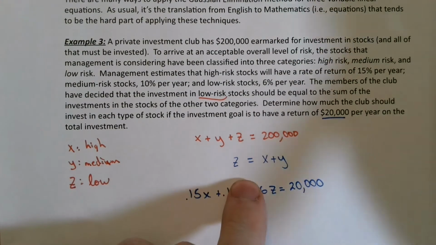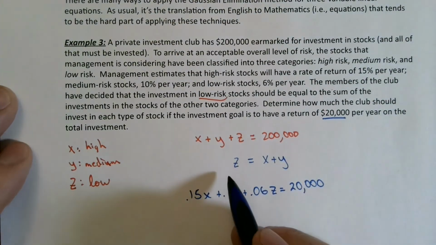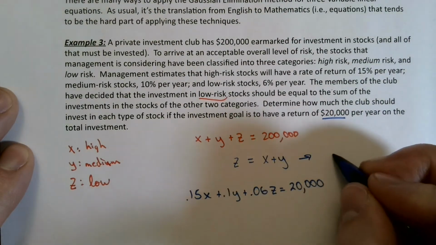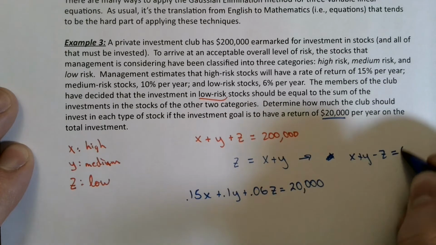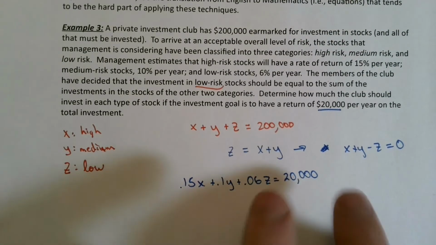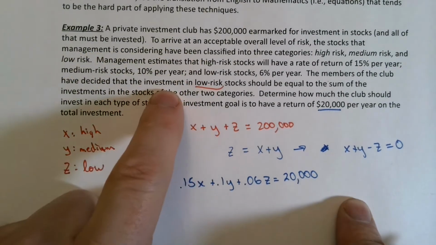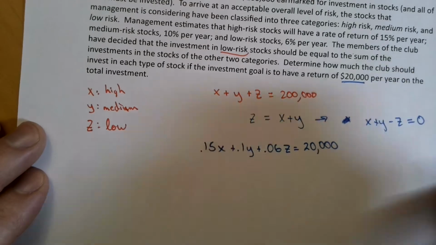We've already got one of them solved for one of the variables, although really we should probably rewrite this as x plus y minus z equals 0, so that they're all in the same form. So let me rewrite my three equations from the problem up here, and we're just going to do the old elimination process.